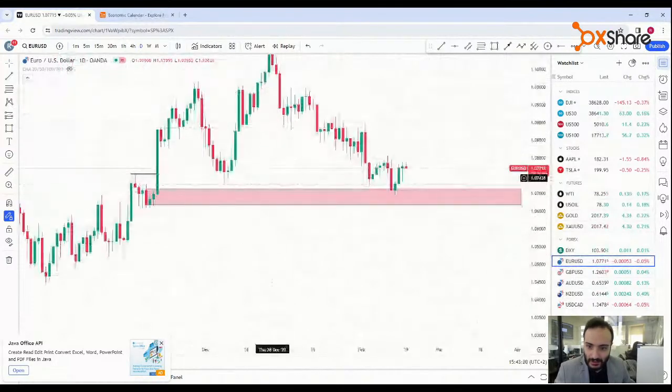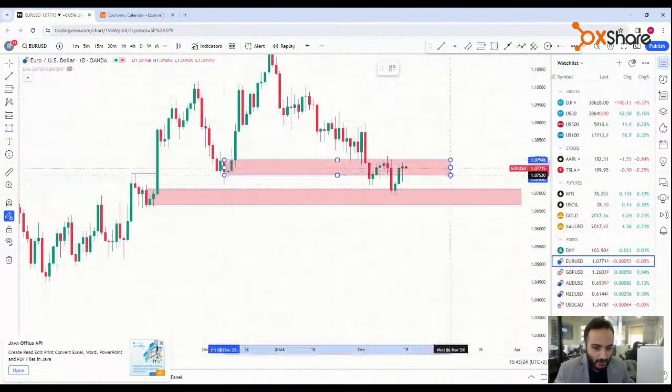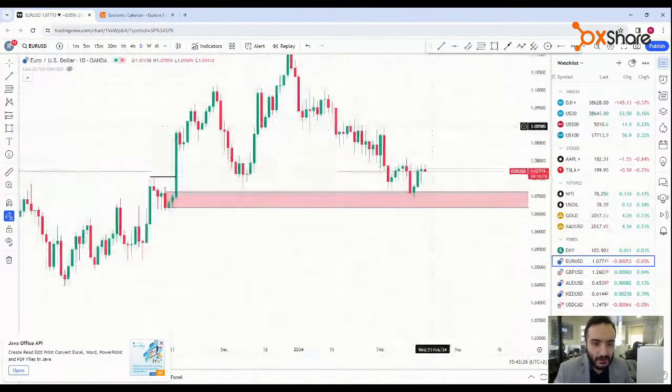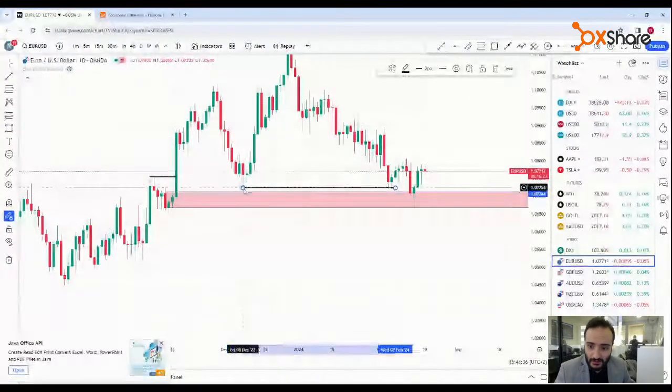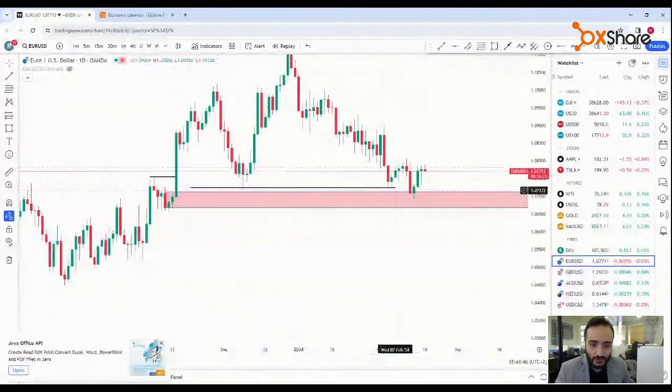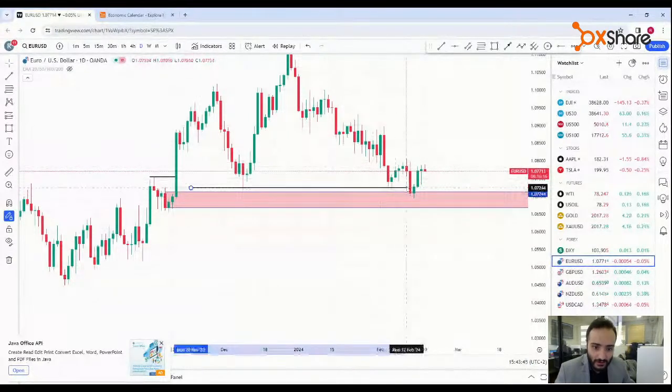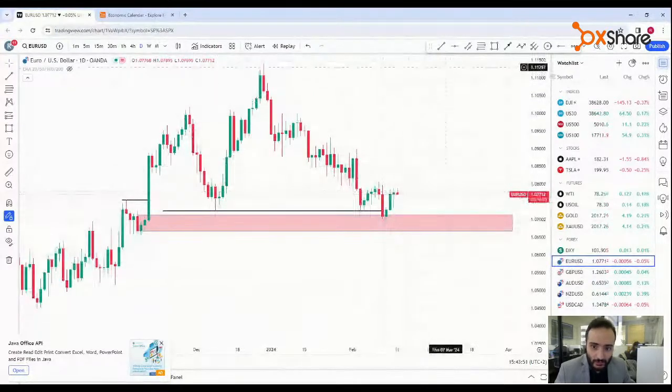People who tried to long Euro USD at these levels got stopped out, and that is because these are liquidity levels that exist. So these areas over here, these relative equal lows, are liquidity levels. So retail traders who long at these places got stopped out, as you can see over here. We took this liquidity, tapped into this order block, and then we're pushing to the upside.